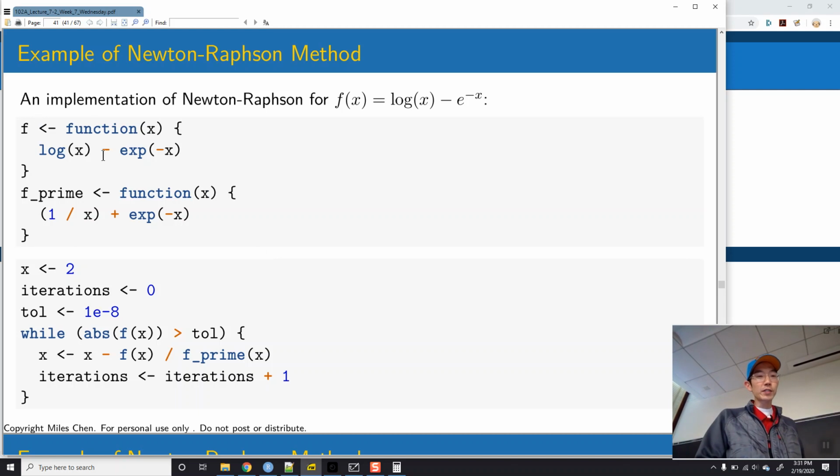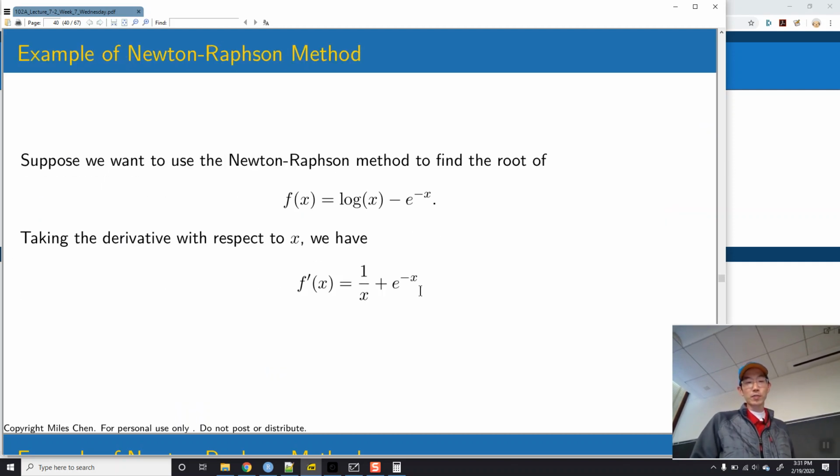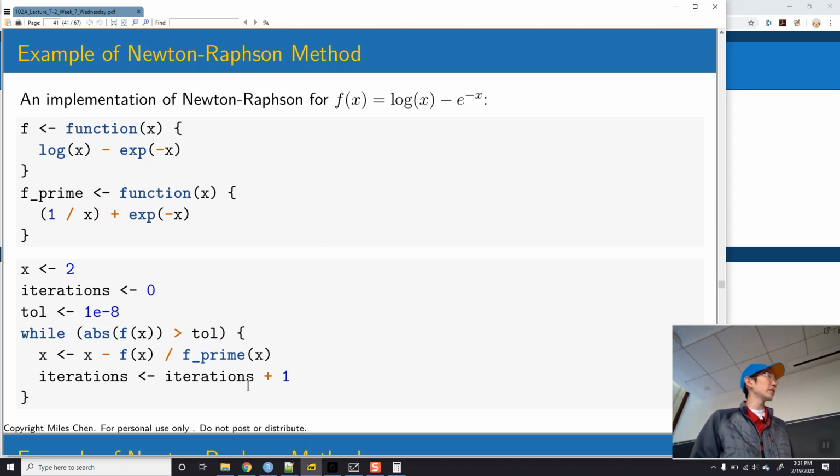Anyway, we've got f and we have f prime. f is log of x minus e to the negative x, and f prime is 1 over x plus e to the negative x. I have two functions for this, and then I apply the algorithm. We say while f of x is greater than some tolerance, which here is 1 times 10 to the negative 8, the next value of x is our current value of x minus f of x divided by f prime of x. All I'm doing is coding exactly this, and then we iterate.